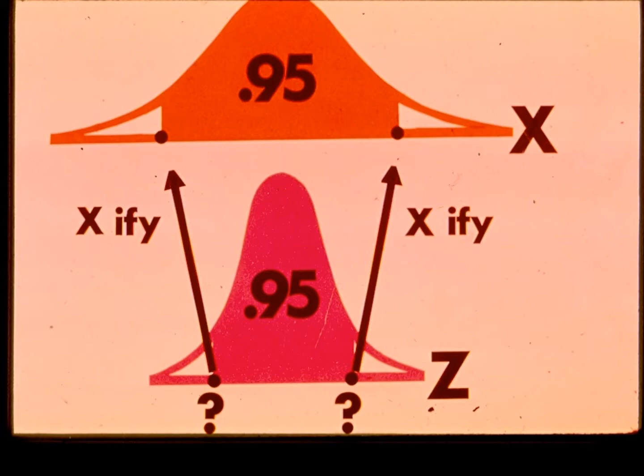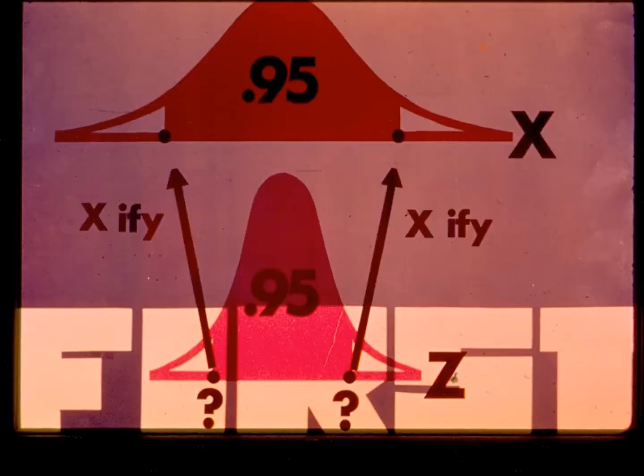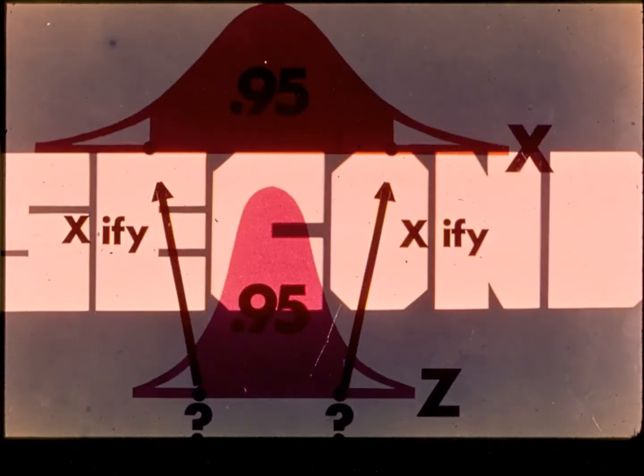To find two such values of x, that is x sub L and x sub U, the procedure is the same as for a one-sided percentile, except that both sides must be treated now. First, we find the values of z by consulting the z table. And second, we xify both values using the conversion formula. Now we will solve the two-sided baby problem already mentioned.